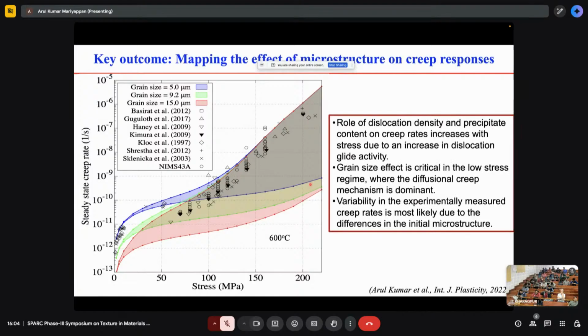With this work, what are we concluding? Yes, the dislocation density and precipitate defects play a major role compared to other things. Grain size also plays a major role, particularly in the low stress regimes.